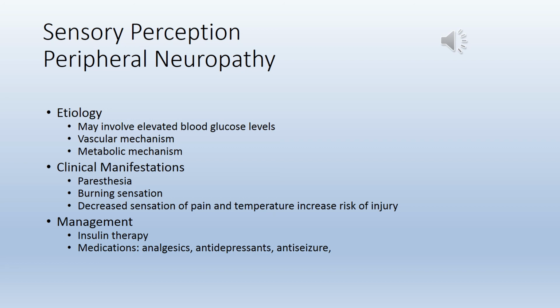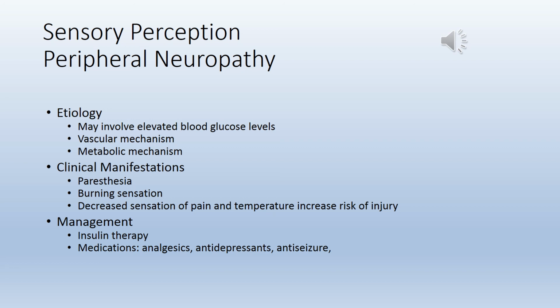Capillary basement membrane thickening and capillary closure may be present. In addition, there may be demyelinization of the nerves, which is thought to be related to hyperglycemia. Nerve conduction is disrupted when there are aberrations of the myelin sheaths.